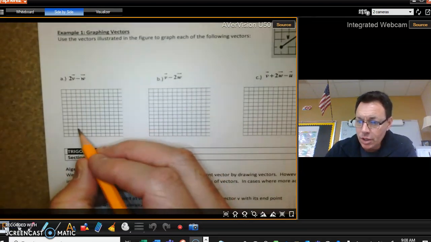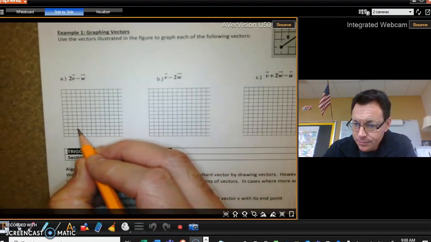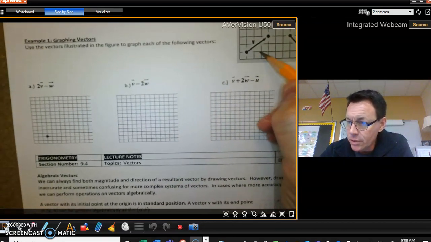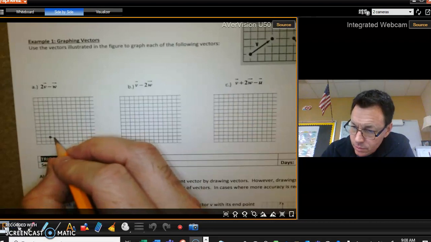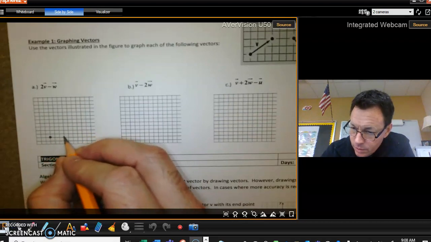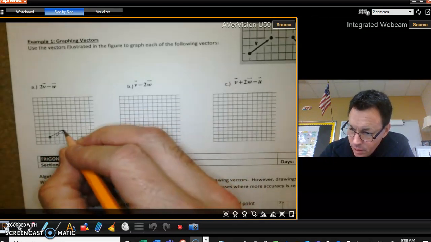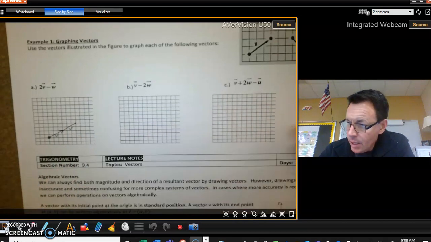So all in all, I'm going to go up and then I'm going to go this way. So I'm going to start my graph down here, just anywhere down here. And then I'm going to do 2 v's. So 1, 2, 3, 1, 2. There's a v. 1, 2, 3, 1, 2. There's another v.